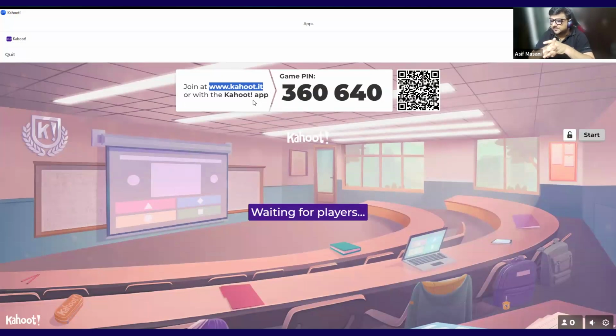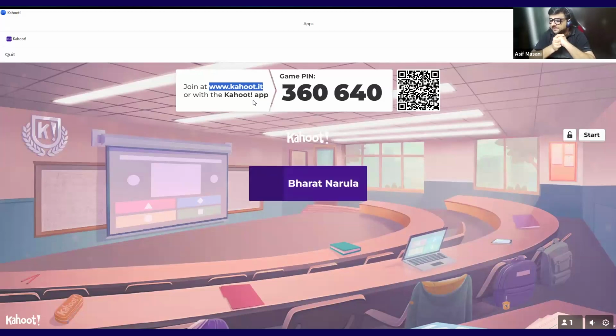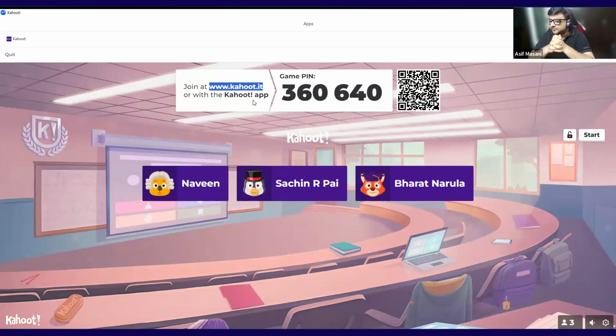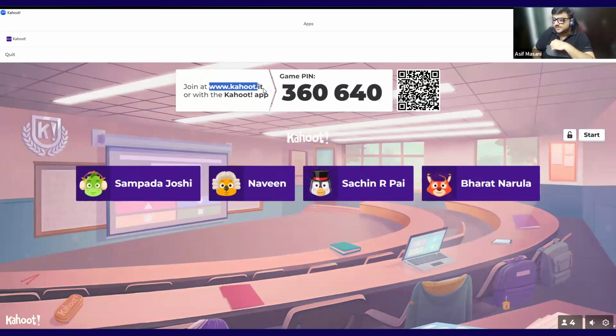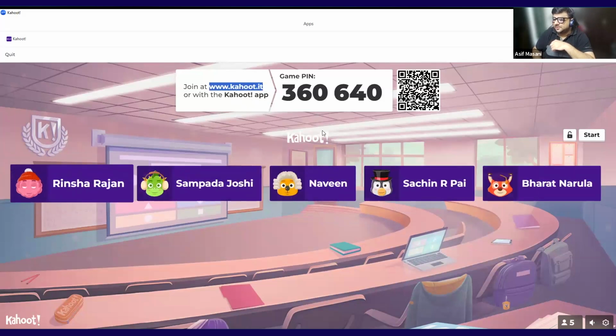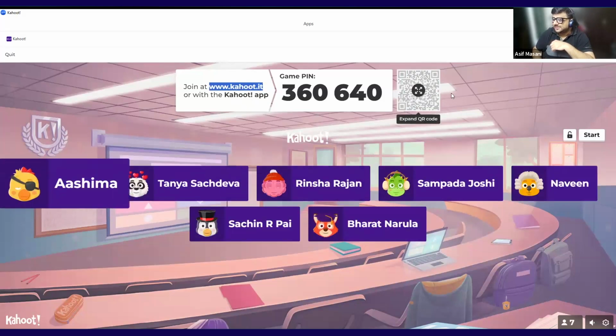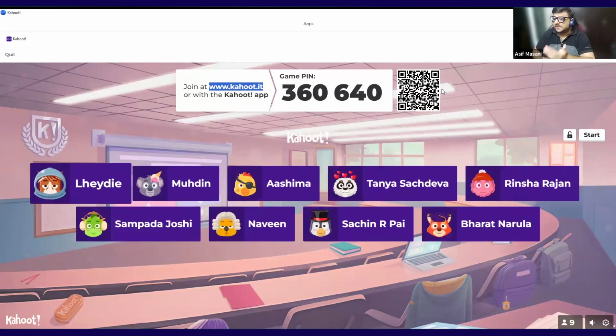That will be the best way to play. Use your computer screen to read the questions, and then use your mobile as a voting meter, just to vote. Now you can join in 2 ways. One is you can go to this website and then enter your PIN, or you can scan this QR code, which will again take you to the same website.